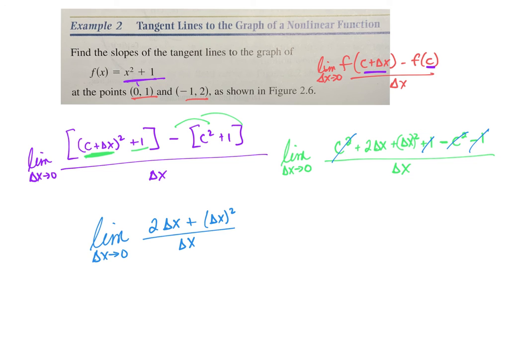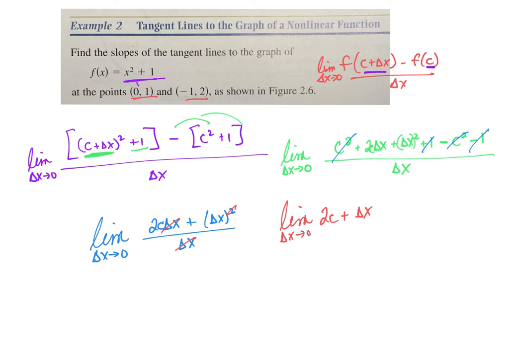So far, so good. All right, and I need my c here too, by the way. Need my c there. All right, what can cancel? One of the delta x's. Yeah, from every single piece. So I end up with the limit as delta x approaches 0 of 2c plus delta x, right?